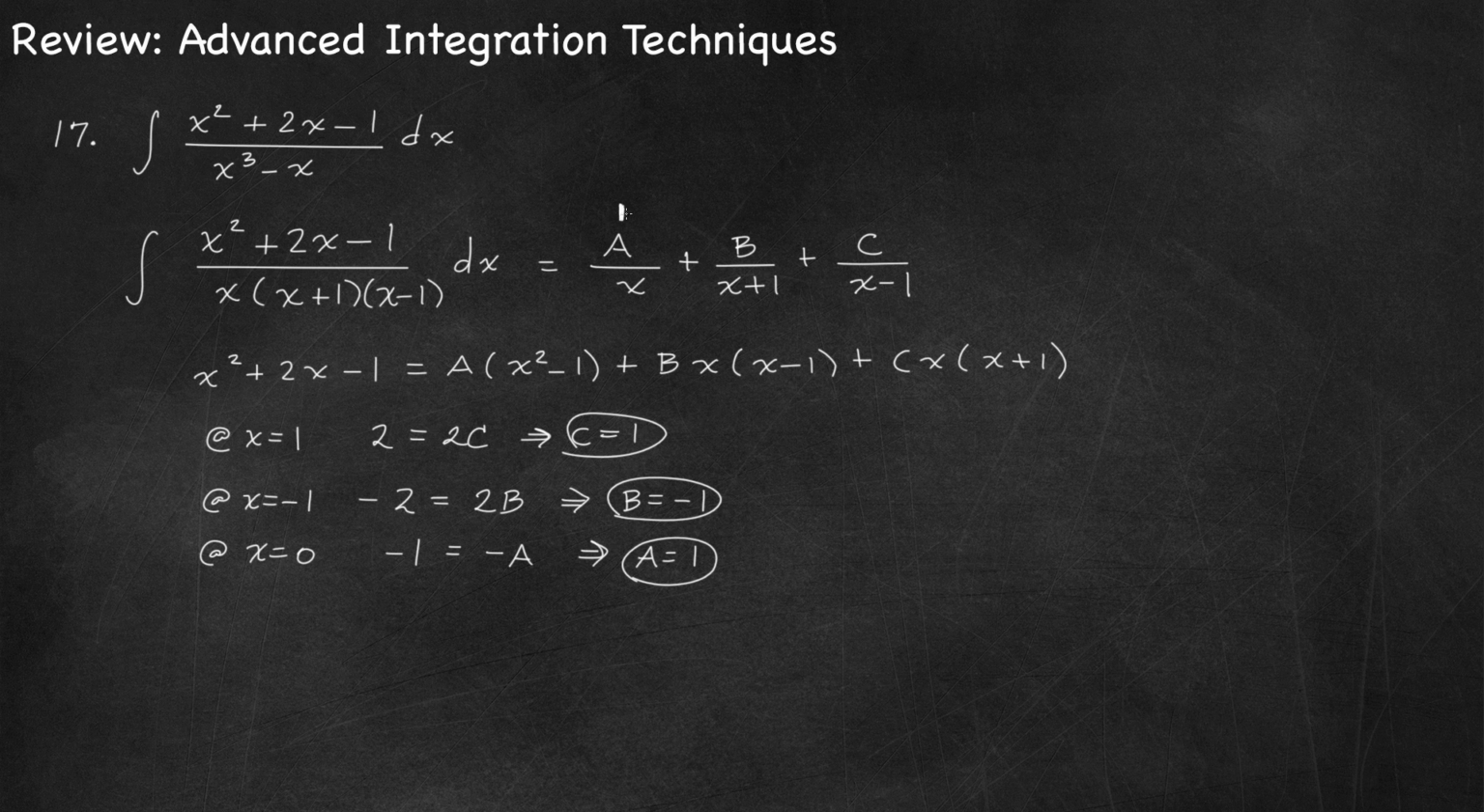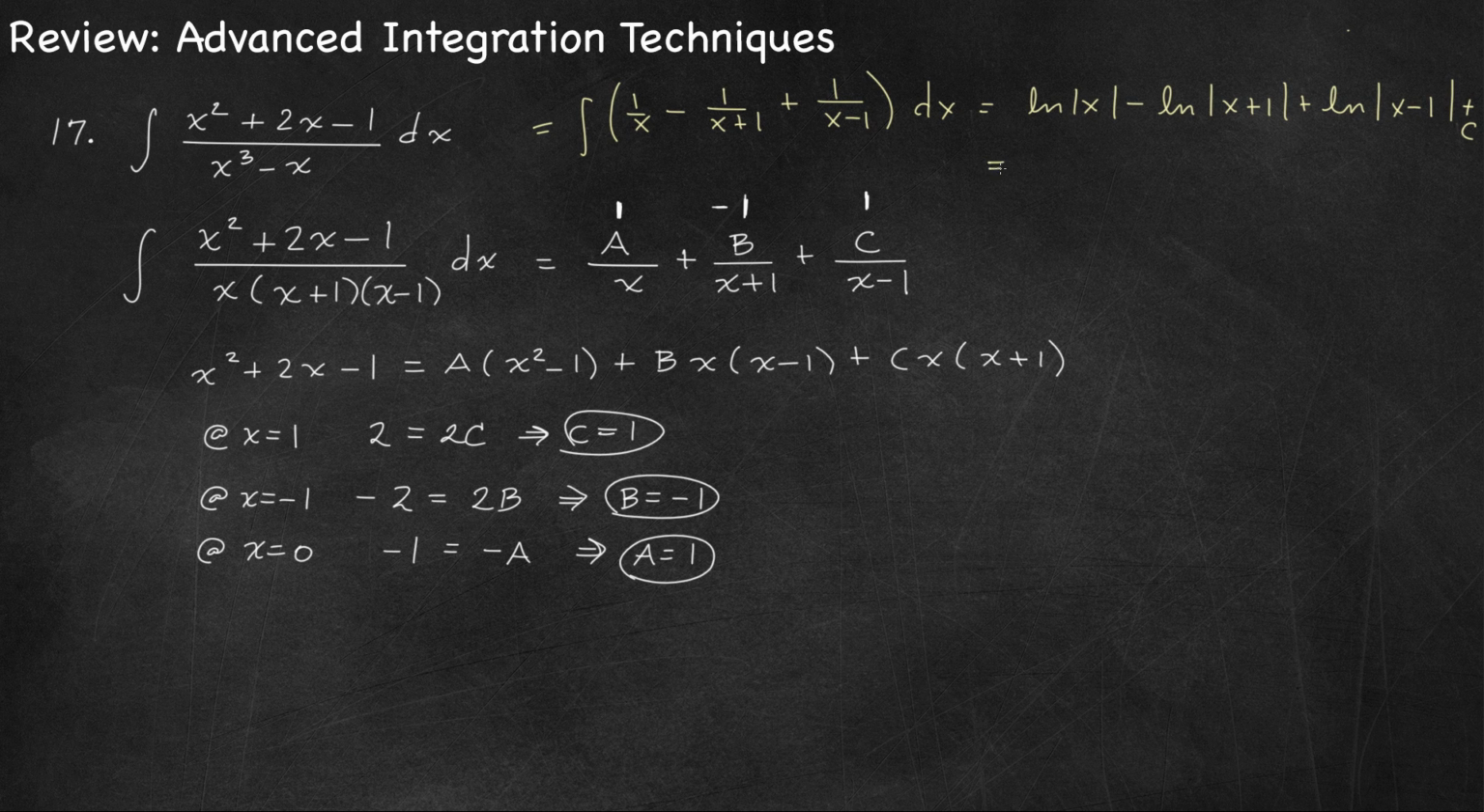Okay, so I have 1 over x, negative 1 over x plus 1, and 1 over x minus 1. So this is equal to the integral of 1 over x minus 1 over x plus 1 plus 1 over x minus 1 dx, which is ln absolute value x minus ln absolute value of x plus 1 plus ln absolute value x minus 1. And we can condense these 3 logs into a single log. So we'll have ln, the positive logs are in the numerator, the negative logs go in the denominator. So x times x minus 1 over x plus 1, still in the absolute value, and then plus c.